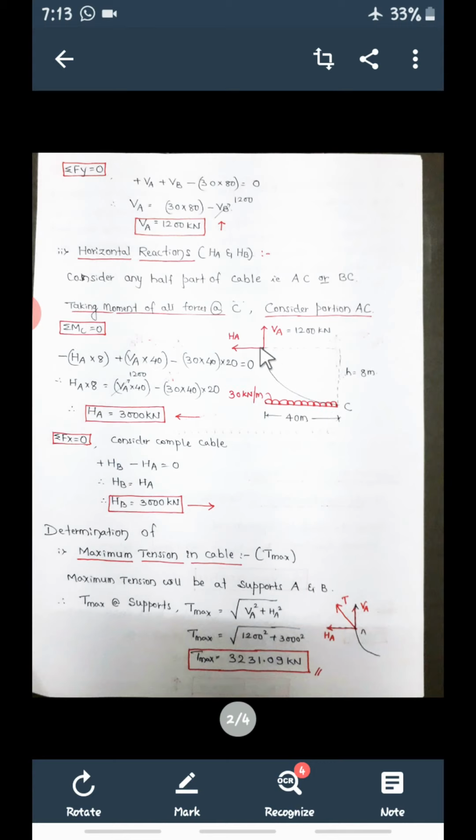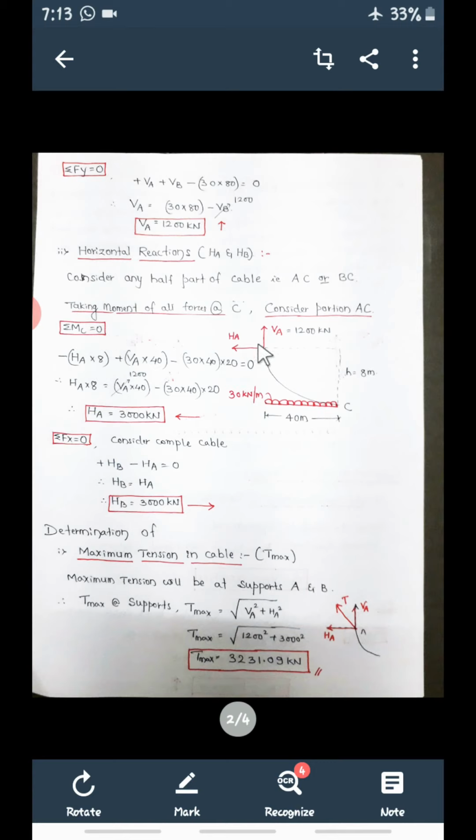Now I am going to consider this AC. Here it is point A, or support A. This is AC. At this point HA will be there, VA will be there, and this is point C, the center of the cable. Then this is the UDL, 30 kilonewton per meter. This is only 40 now, as we are considering the half portion. Now take another equation, moment of all these forces about C is equal to 0, that is summation MC is equal to 0.